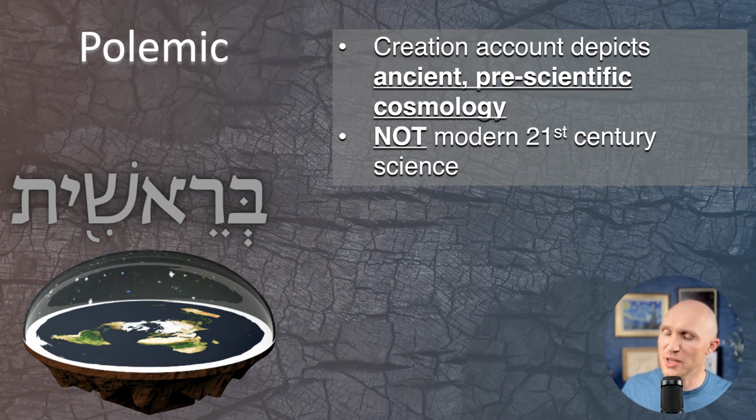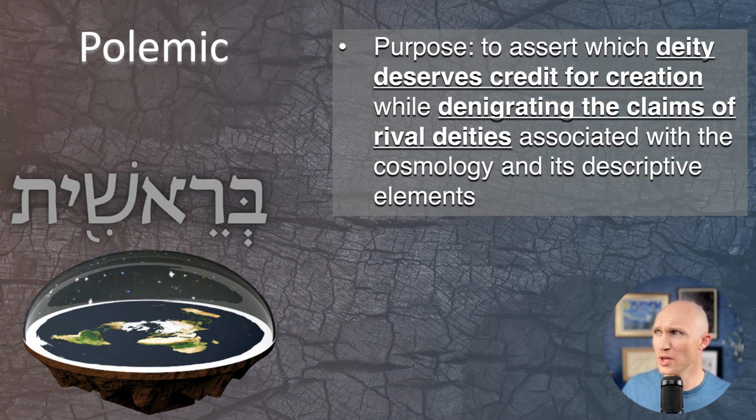Next, we have the polemic view, and yes, you will see a model of the flat earth here instead of the globe. And that is because the polemic view is a creation account that depicts an ancient, pre-scientific cosmology, not a modern 21st century scientific understanding of how the universe operates. So you can see this is quite different from the young earth creationism and the old earth creationism views. But essentially this polemic view, the purpose of it is to assert which deity deserves credit for creation while denigrating the claims of rival deities associated with the cosmology and its descriptive elements.